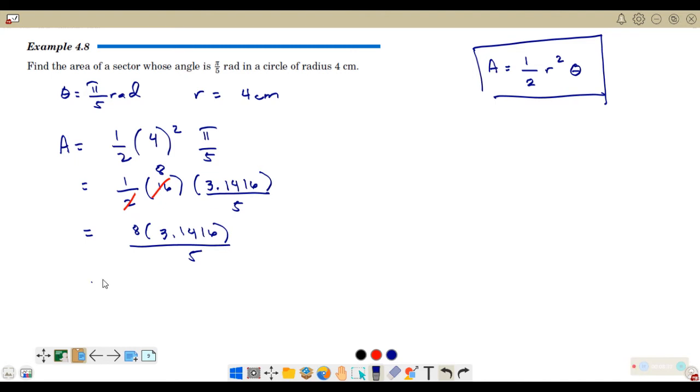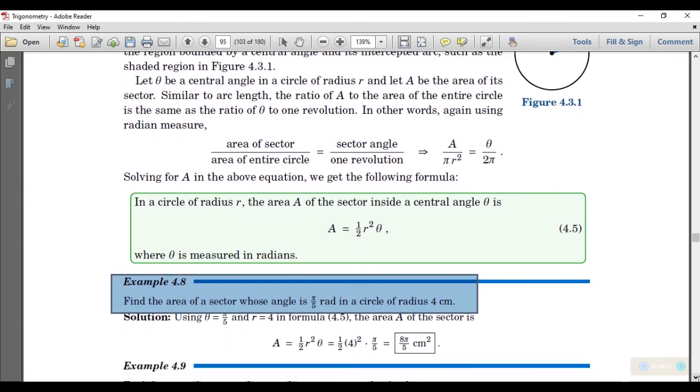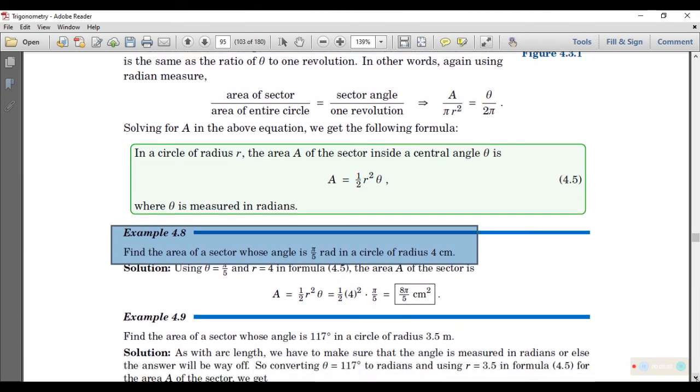Okay. So, my computed value is approximately equal to 5.02656. And we have a unit of measurement, centimeters. And of course, we are dealing with area, so we have here squared. So, 5.02656 square centimeters.